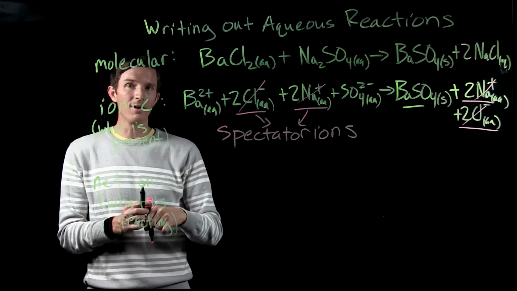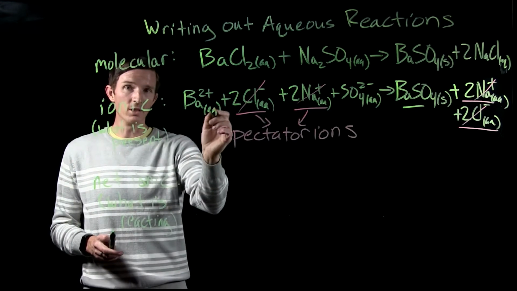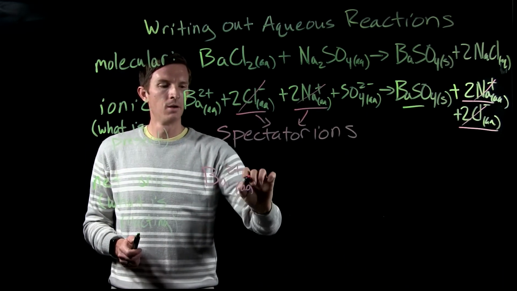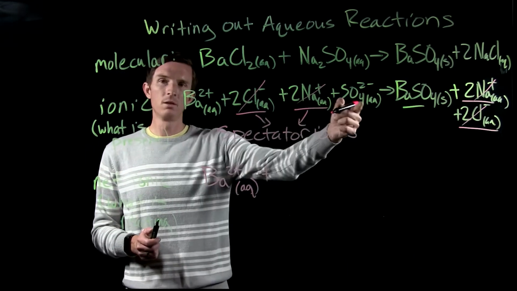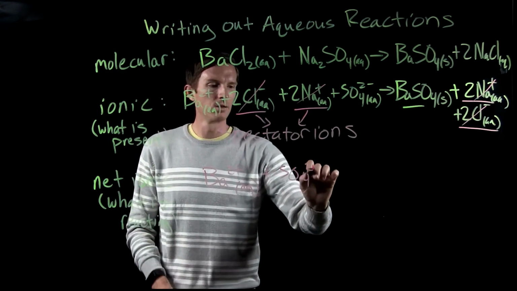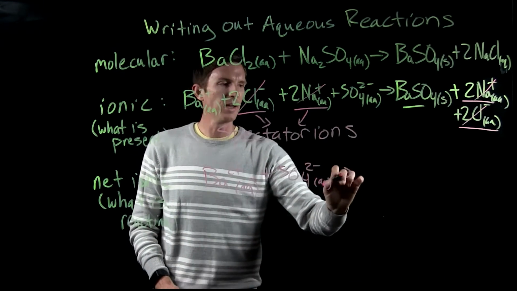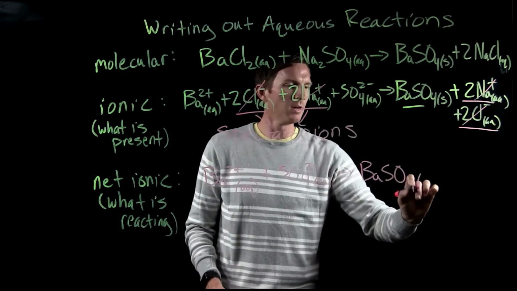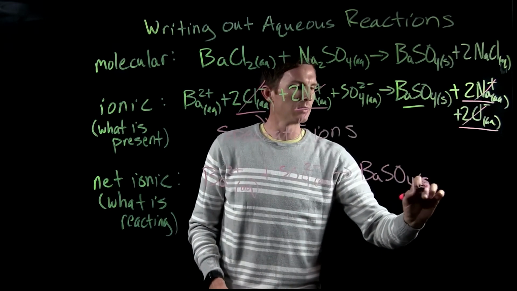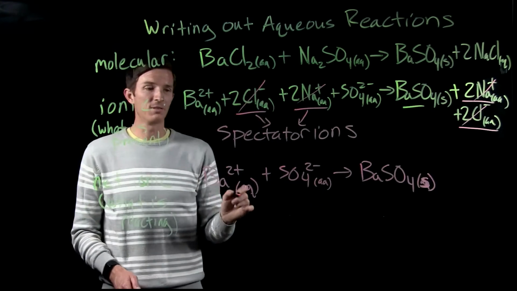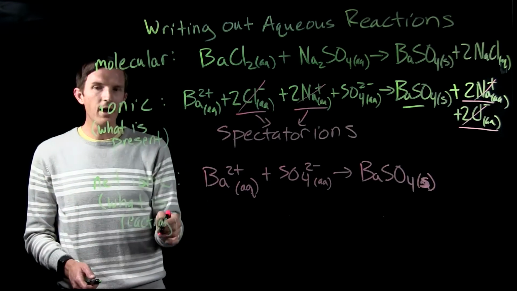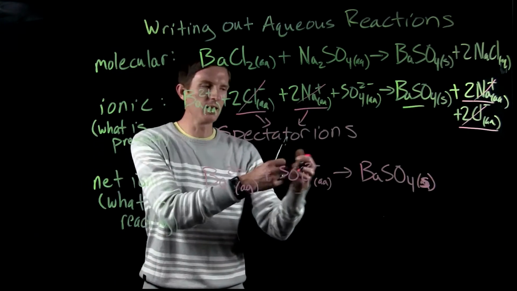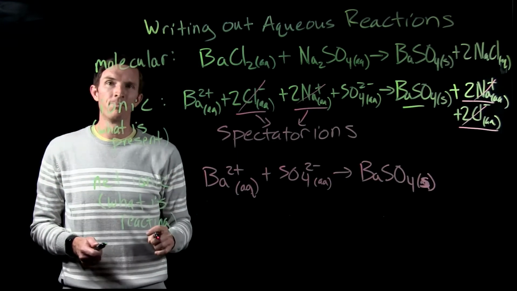So we could go ahead and write our net ionic equation as being what's left over: the barium ions reacting with our sulfate ions, and that's going to form our solid precipitate, which is our driving force for this reaction to happen. So we see our net ionic equation simply says what's reacting with what. What two ions are combining in this case to give us our barium sulfate?